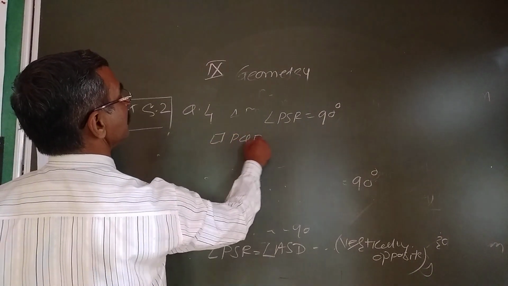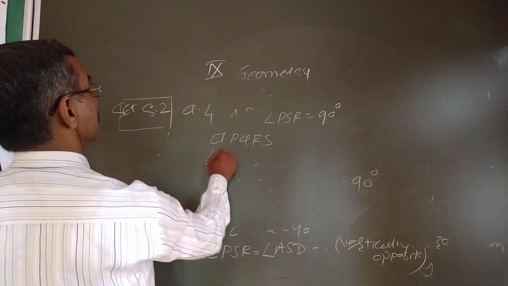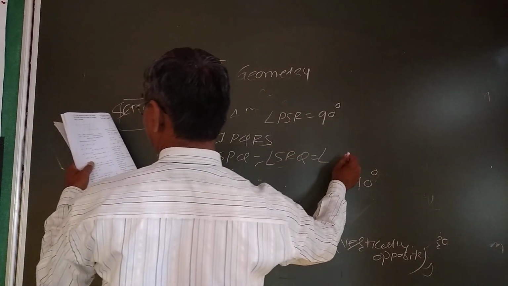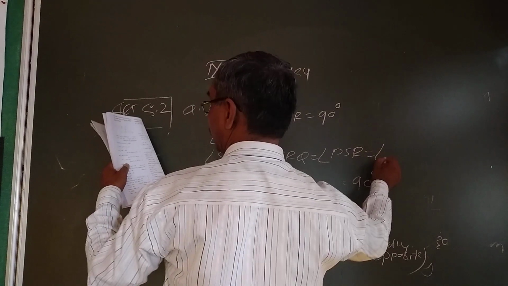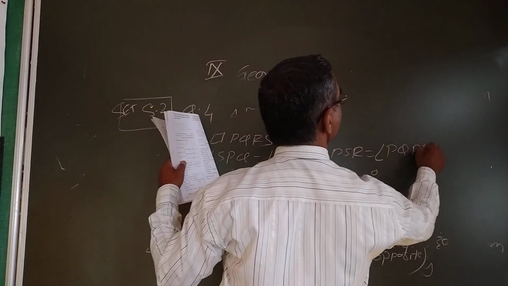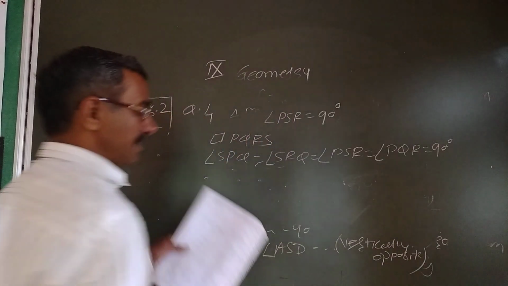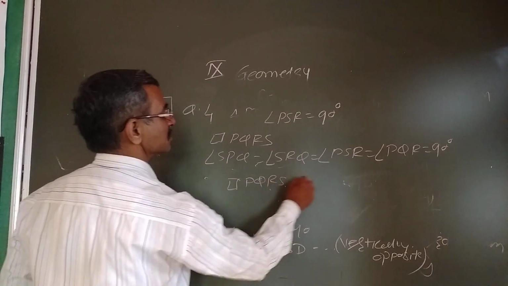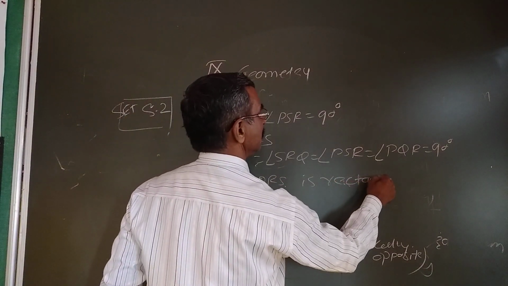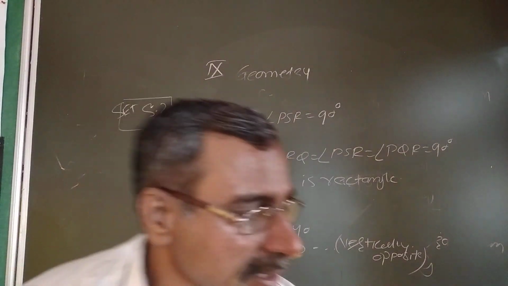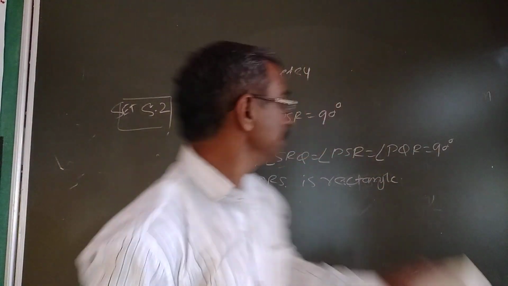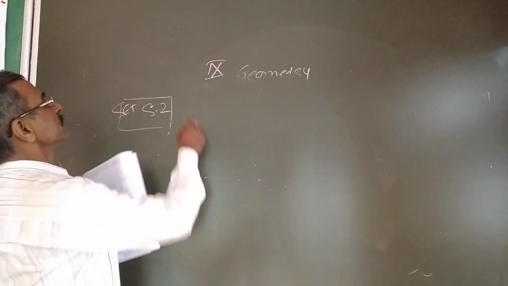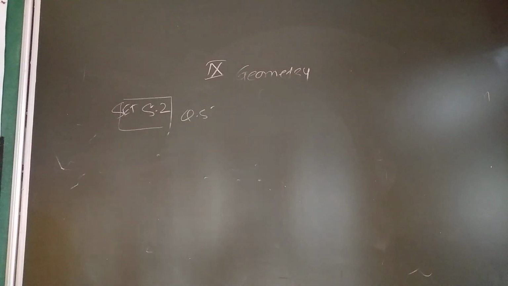All the angles of PQRS, that is SPQ, SRQ, PSR and PQR, are equal to 90 degrees. According to the definition, PQRS is a rectangle, because in a rectangle all angles are 90 degrees. So we proved it, and we solved question number 4. Then we are solving question number 5 from the same exercise.